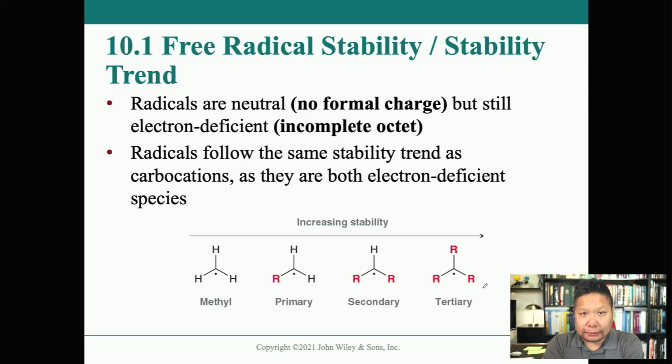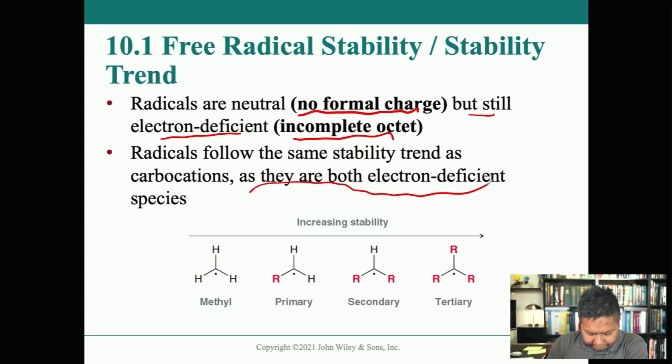So radicals are neutral. They have no formal charge. That's important, but they still are electron deficient. It's an incomplete octet. Radicals follow the same stability trends as carbocations, as they are both electron deficient species. So methyls are less stable than primaries, primaries are less stable than secondaries, and tertiaries are the most stable, just like tertiary carbocations.